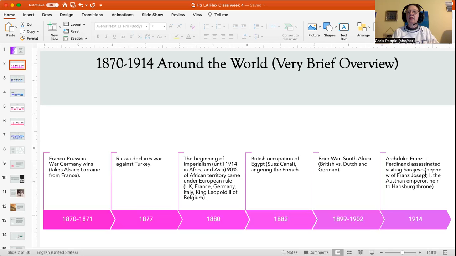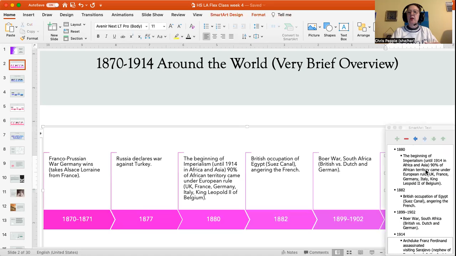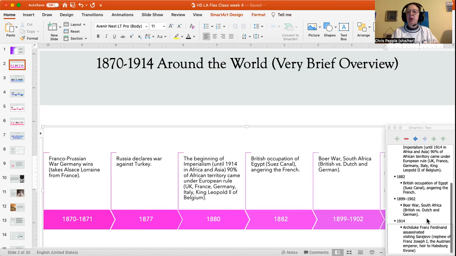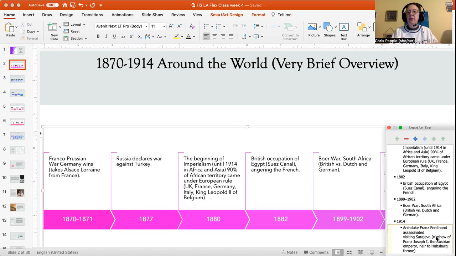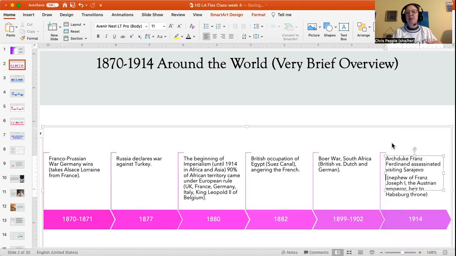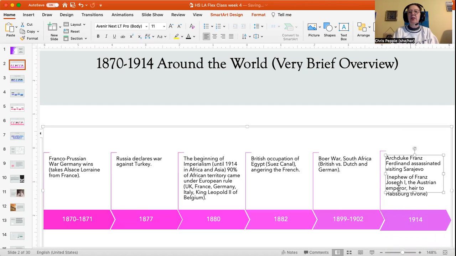Look, that split the word nephew right in the middle, that's going to drive me crazy if I don't fix it. I know y'all are saying, you don't have to fix this right in the middle of class. Yes, I do, because I'm a proofreader. It's going to drive me crazy.